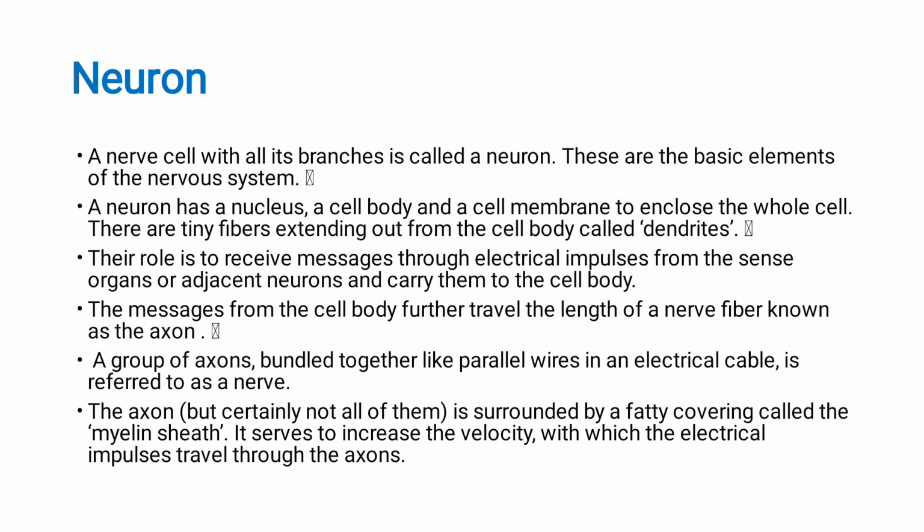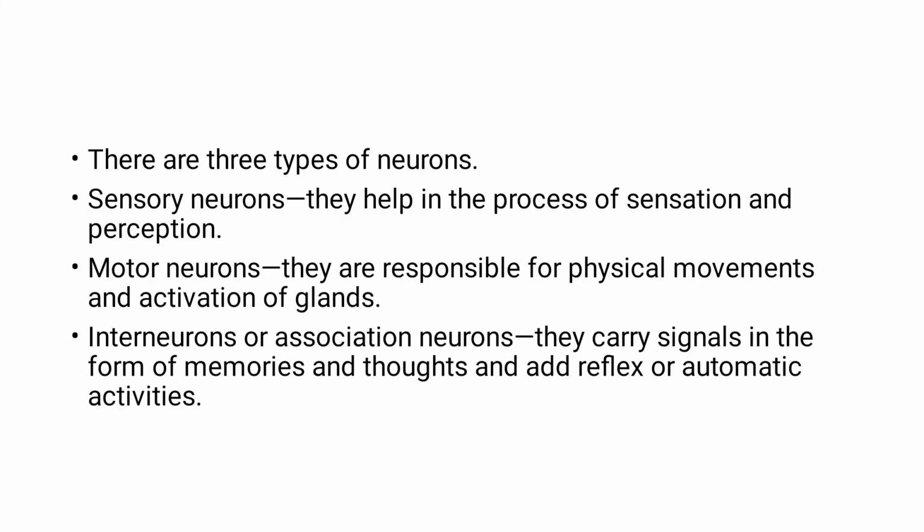The axons, but not all of them, will be covered by a myelin sheath. All axons will not be covered by myelin sheath, but some axons will be covered by a fatty covering called myelin sheath. It serves to increase the velocity with which the electrical impulse travels through the axons. The electrical impulses travel through these axons.